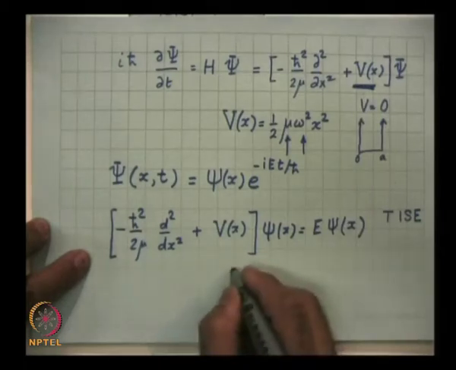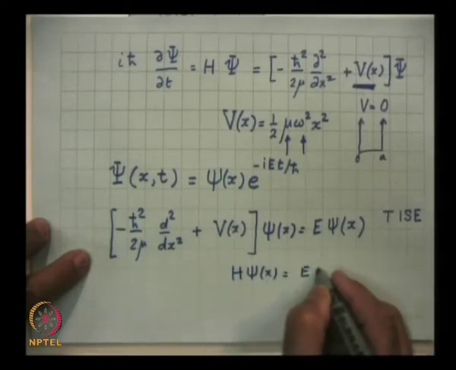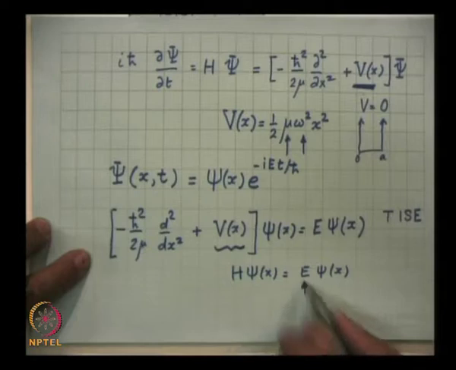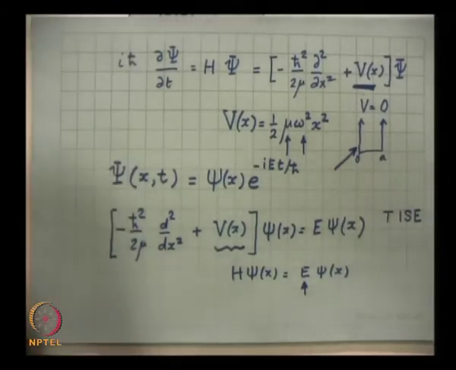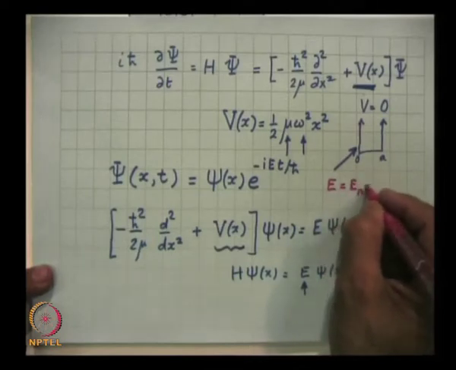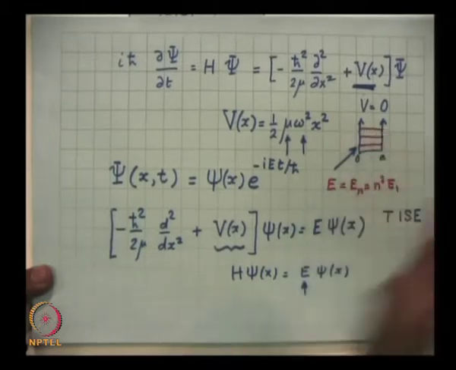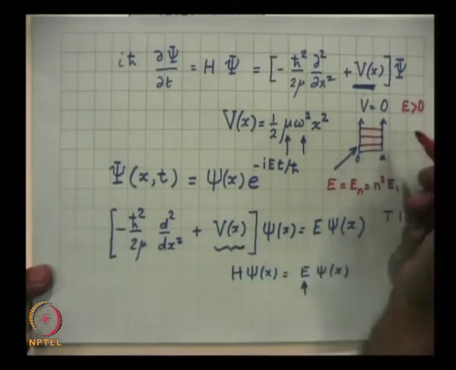Actually, this is an eigenvalue equation, as I had mentioned last time, that H psi of x is equal to E psi of x. E is a number and H is the operator, and for a given potential we have certain discrete values of E. For the particle in a box problem, we had seen that the energy eigenvalues were something like this: E n is equal to n square times E 1. We got discrete energies in a box. For the free particle problem, all values of E greater than 0 were allowed.